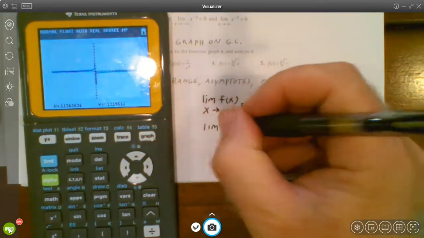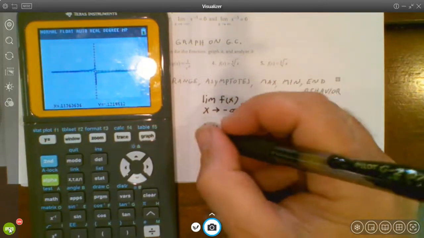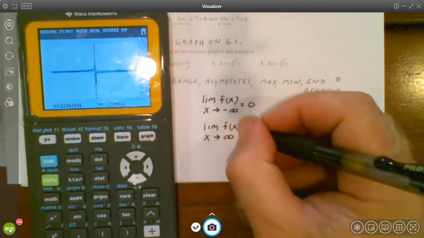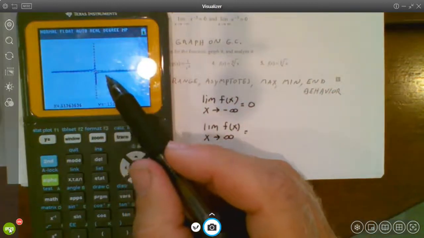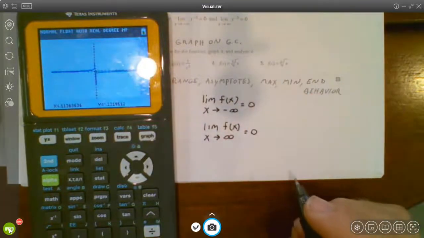How about as we approach positive infinity? The limit of our function as x approaches positive infinity, or as we go to the right, is also approaching 0. So that's how we could describe the end behavior.